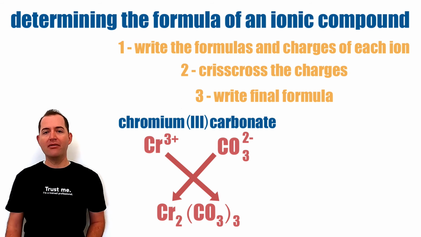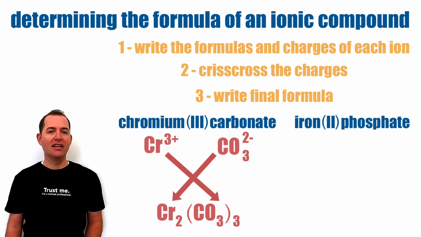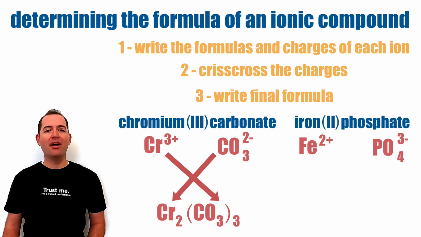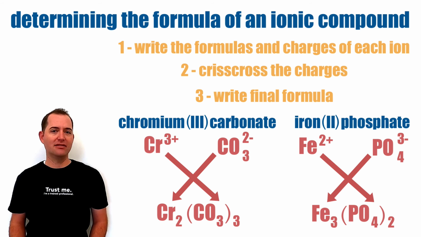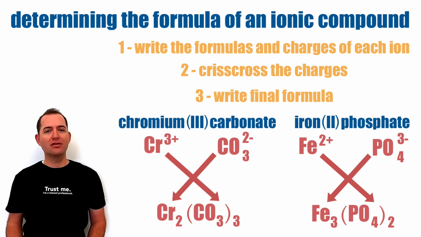The ionic compound name iron (II) phosphate tells us that iron in this case has a +2 charge, and phosphate as a polyatomic ion has a -3 charge. When we crisscross these charges, we see that we need 3 iron ions and 2 phosphate ions. In each of these cases, this results in an overall neutral charge to our compound.